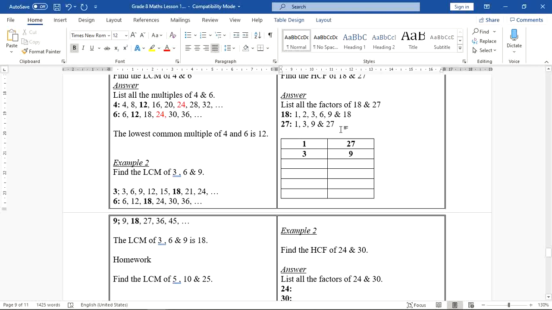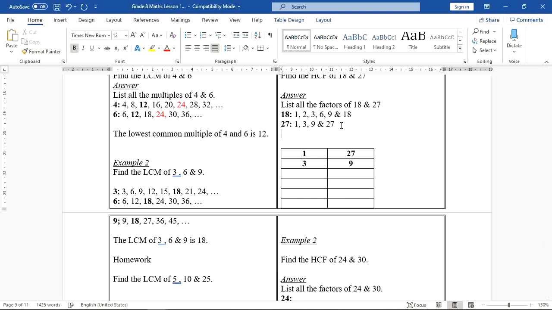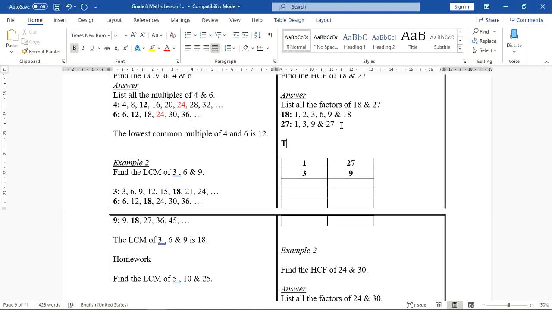The highest common factor of 18 and 27 is, so let's find out. Let's go to the 2 lists. Remember, we want the highest common factor. So in this list, there is a 1 and also a 1.